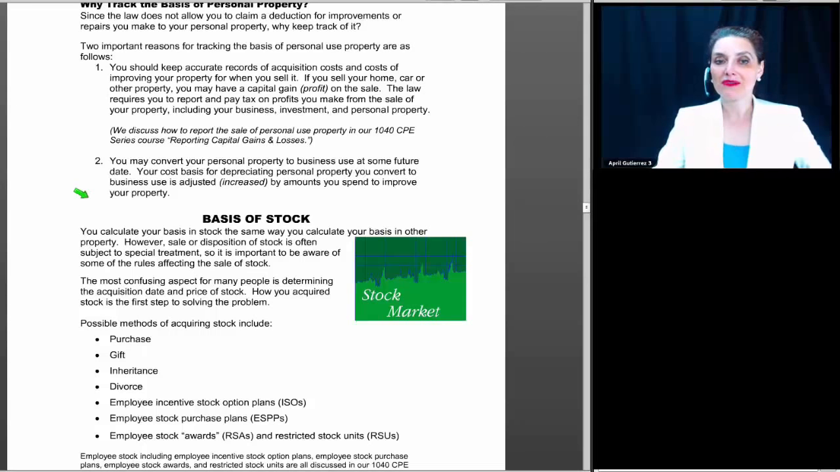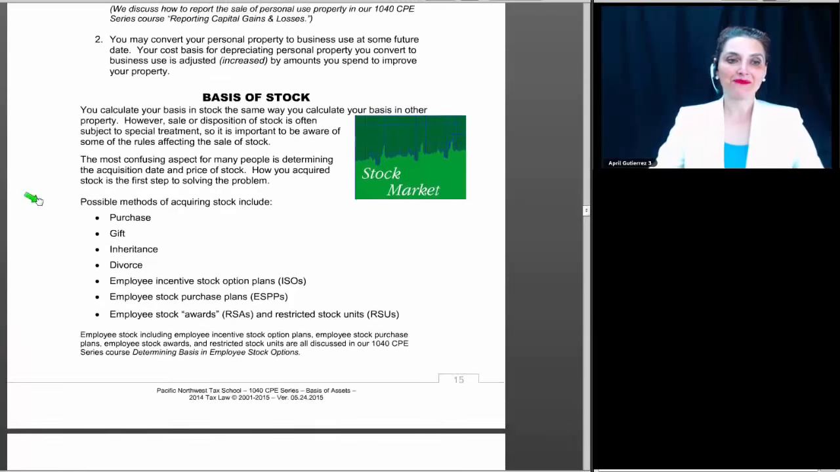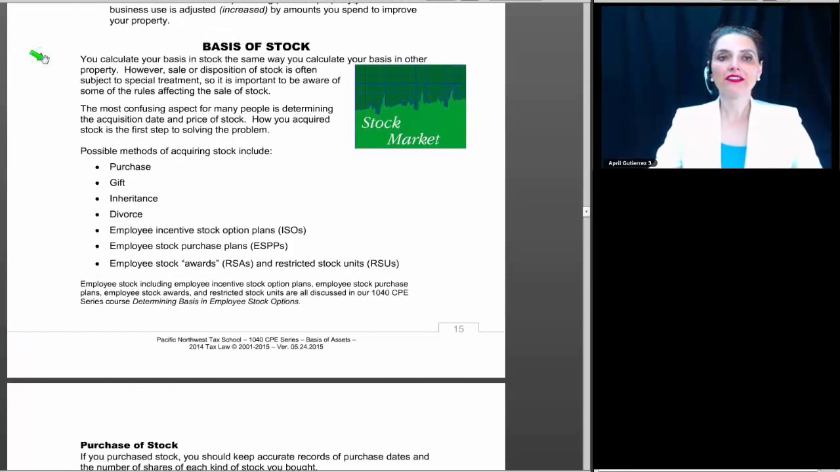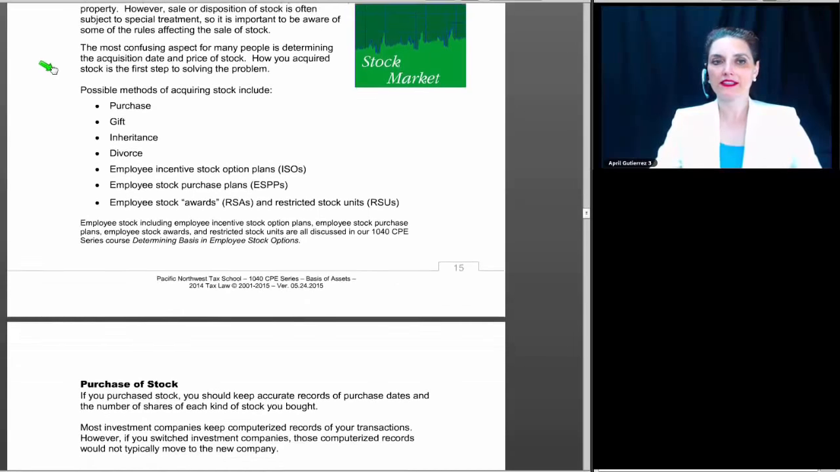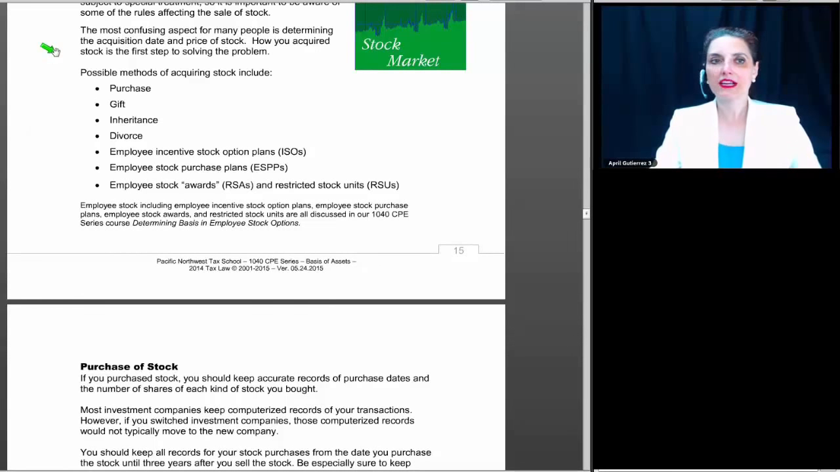And so we're going to be talking about stock now. You calculate your basis in stock in the same way that you calculate your basis in other property. However, sale or disposition of stock is often subject to special treatment, so it is important to be aware of some of the rules that affect the sale of stock. The most confusing aspect for many people is determining the acquisition date and the price that they paid for stock, and how you acquired stock is the first step in solving the problem.